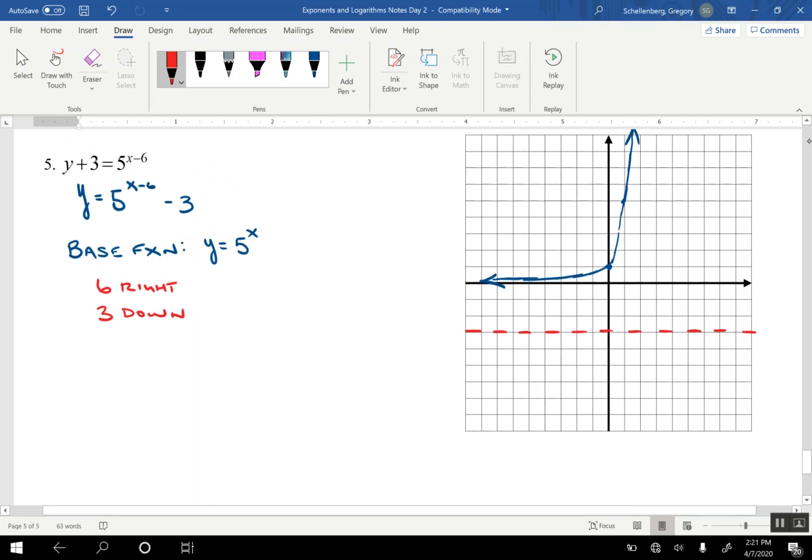Okay, and so I've only drawn in 2 significant points there, but we can shift them or translate them 6 to the right. So 1, 2, 3, 4, 5, 6, and down 3, 1, 2, 3. And same thing here, 1, 2, 3, 4, 5, 6 to the right, 1, 2, 3 down. And as we redraw that exponential function, we end up with something like that.